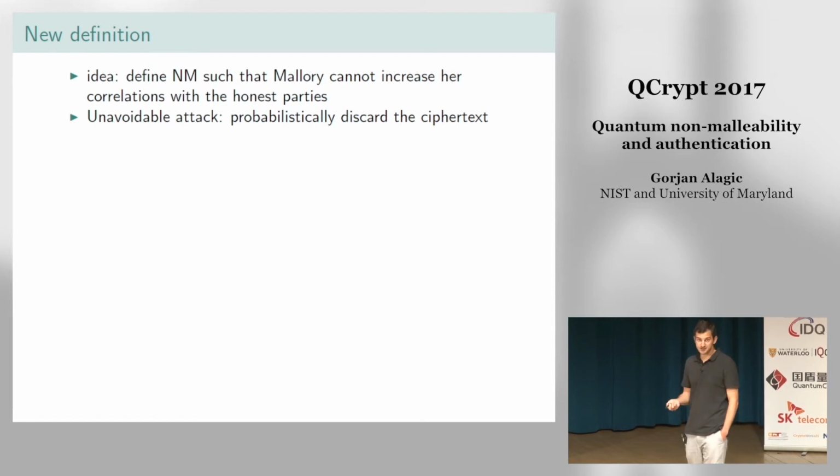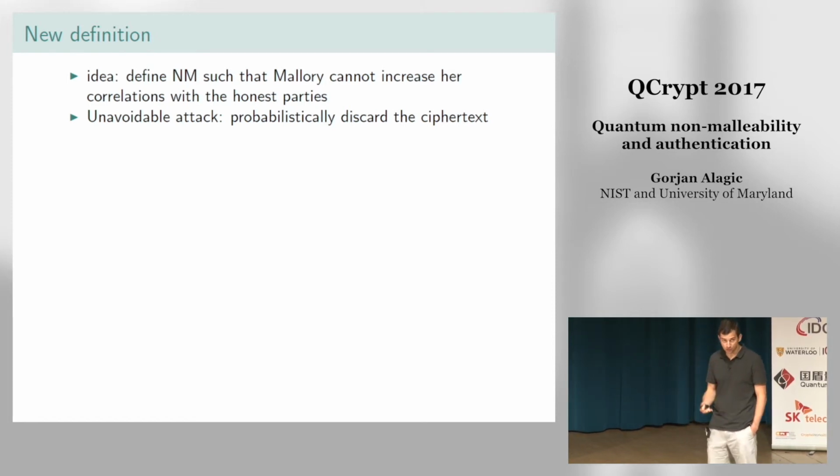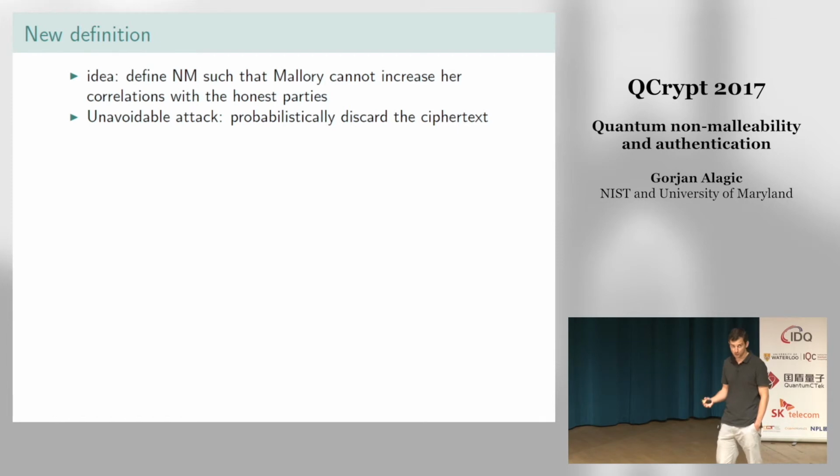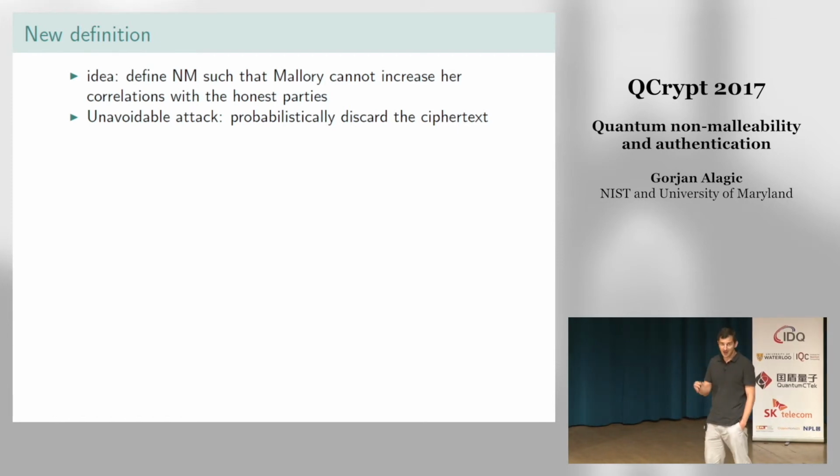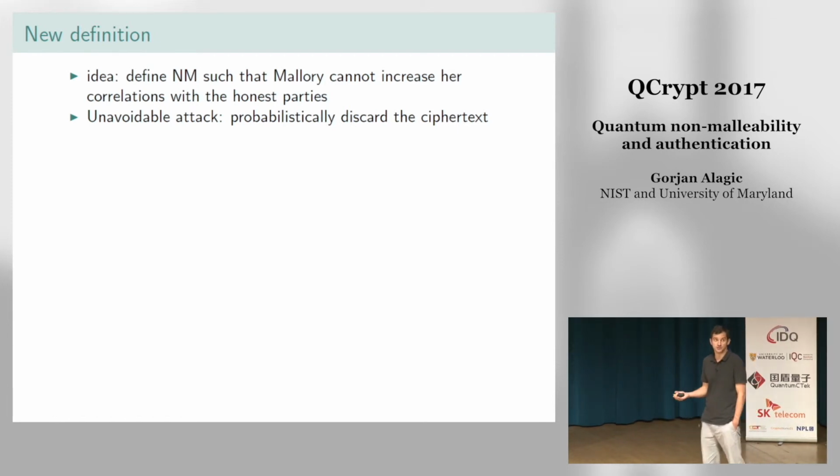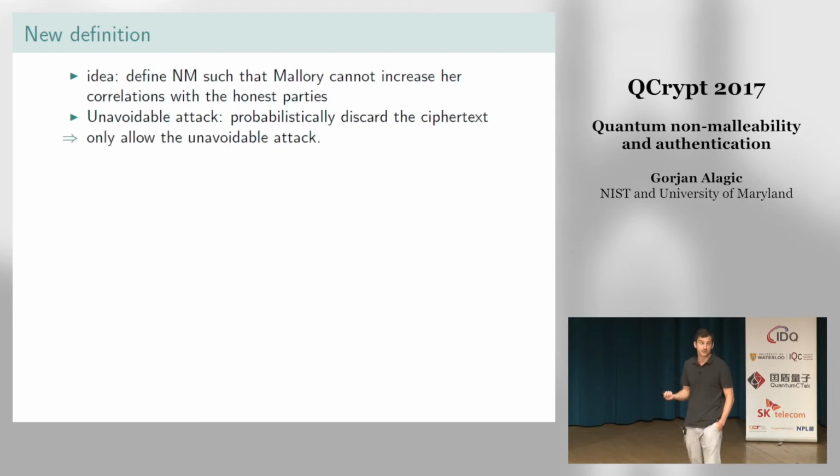So it's not hard to see that if Mallory actually records the choice, records whether the coin came up heads or tails, then after the fact, she will have increased her correlations with the good guys. Okay? This is completely independent of the scheme, and this is just something you cannot avoid, regardless of how you define things. So we basically just have to take this into account. We will allow Mallory to increase her correlations by this amount, but no more.